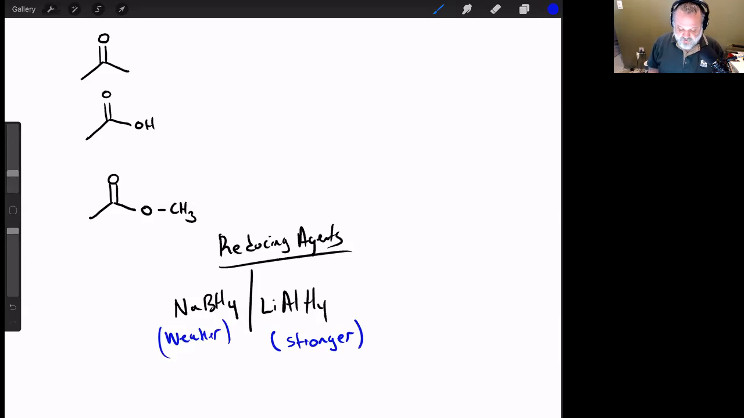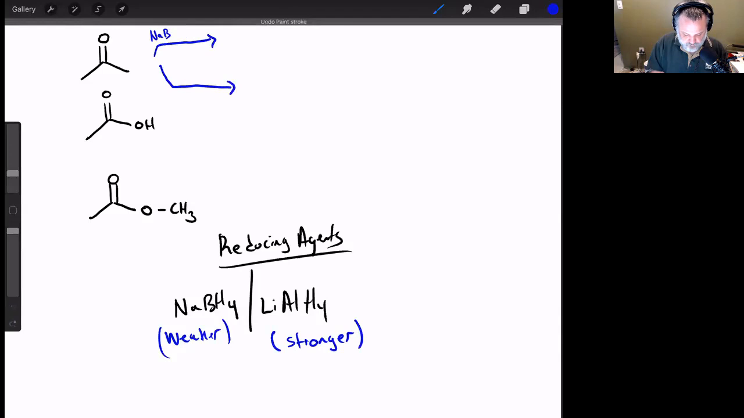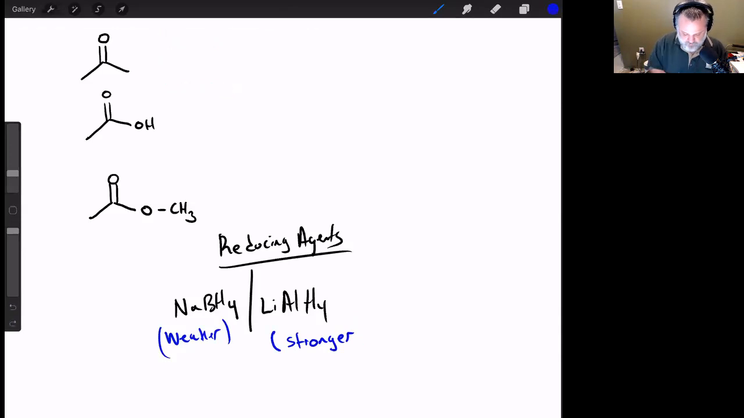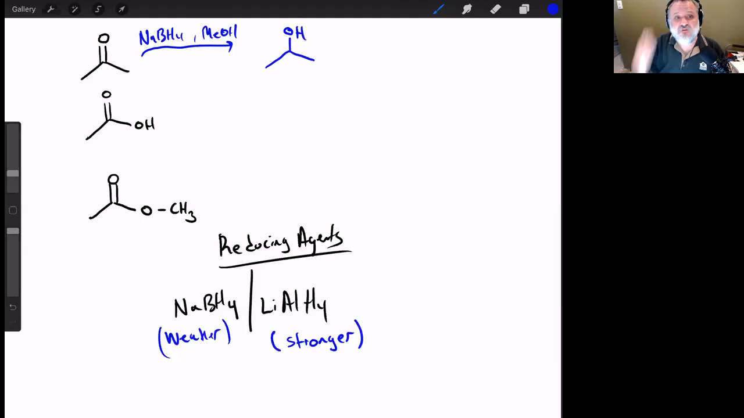So let's take a look at how these reactions work. I have two options with aldehydes and ketones. I can use either one of these reducing agents. So with sodium borohydride, I do it in one step, with methanol solvent. And it reduces the reagent down to an alcohol. So this is the first reaction to note.